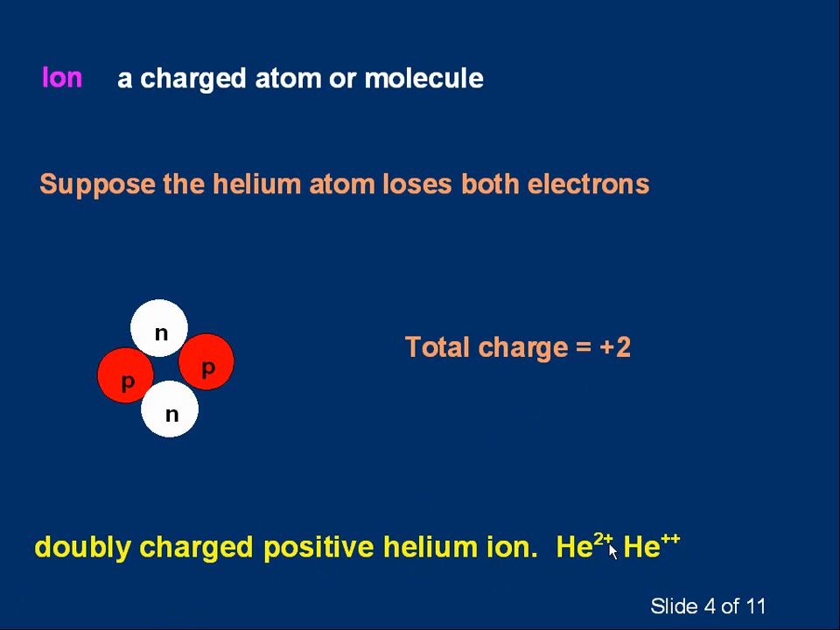And this is a basic bare nucleus. If you recognize this as an alpha particle, that's fine as well. In certain circumstances, when this is produced by radioactive decay, you get this structure, it's an alpha particle. But for the moment, we'll call it a doubly charged positive helium ion.